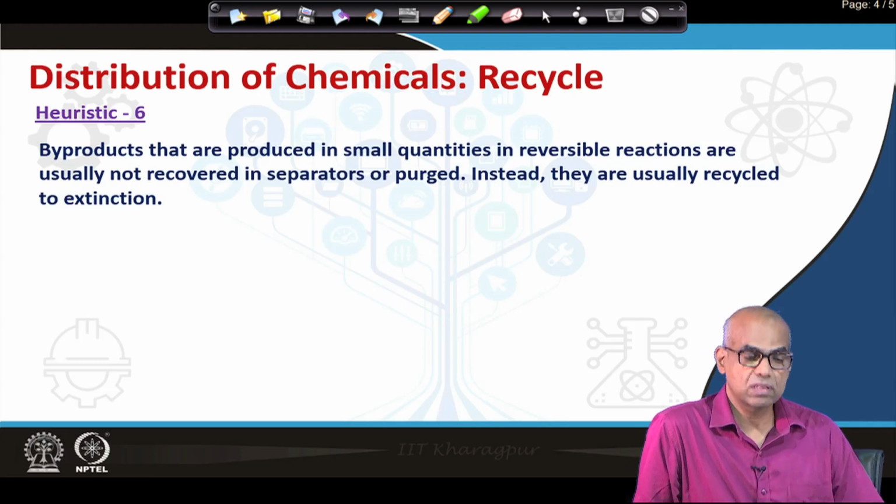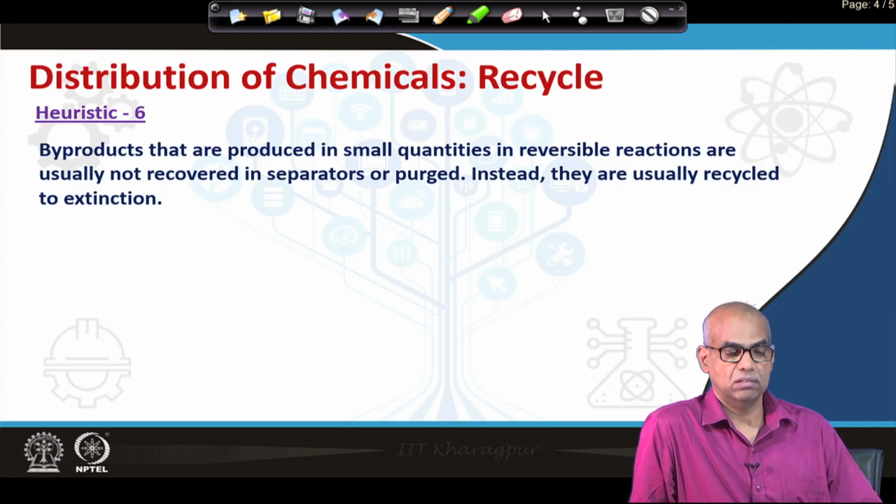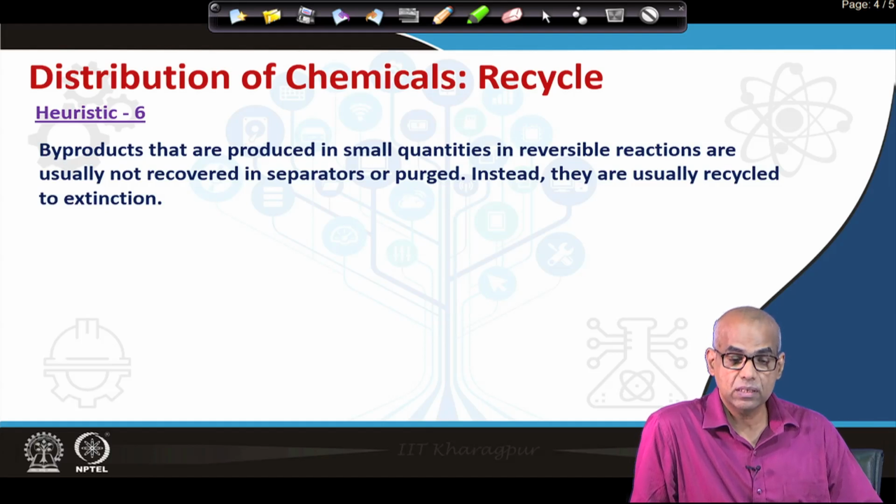Heuristic 6 is about recycle. Byproducts that are produced in small quantities in reversible reactions are usually not recovered in separators or purged. Instead, they are usually recycled to extinction.